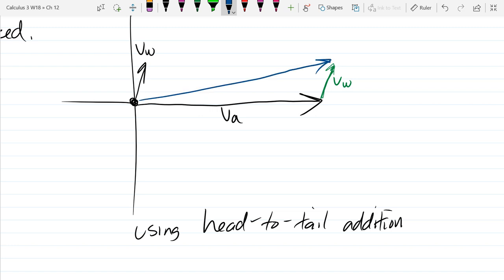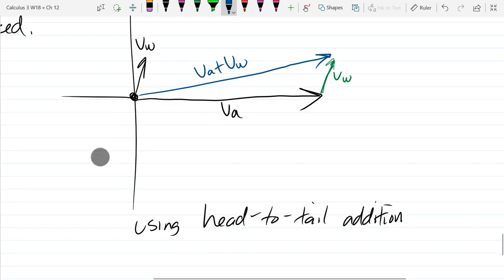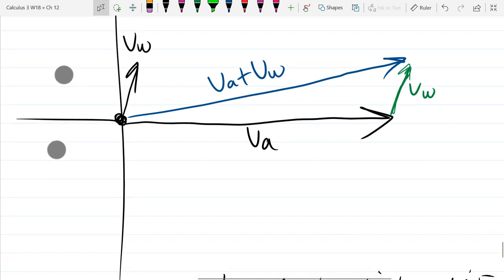Connect these together with an arrow. This is VA plus VW. So you're just going to one vector and then the other vector. Now, a while back, I showed you, I think that was just yesterday, we saw that addition was commutative, or at least I told you addition was commutative with all the properties. So it shouldn't matter the order I add them in. So let's go ahead and apply this in the other order.